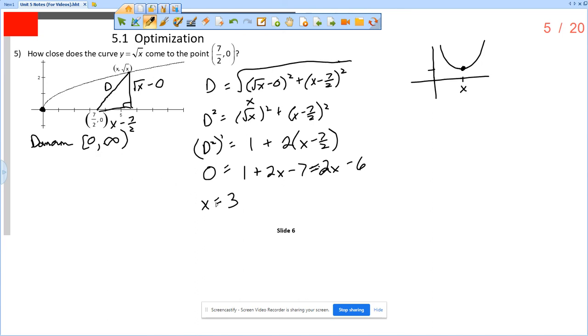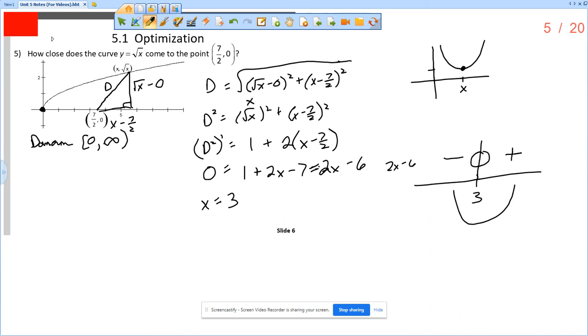All right, and so now we do want to use the sign analysis of the first derivative. All right. And so what do I have? The first derivative is really just 2x minus 6. Right. And so we have a 0 here. All right. And then a number to the right, like 4. 2 times 4 minus 6 is positive. A number to the left, like 2. 2 times 2 minus 6 is negative. And so the derivative does indeed change from negative to positive, indicating that there is a minimum there.